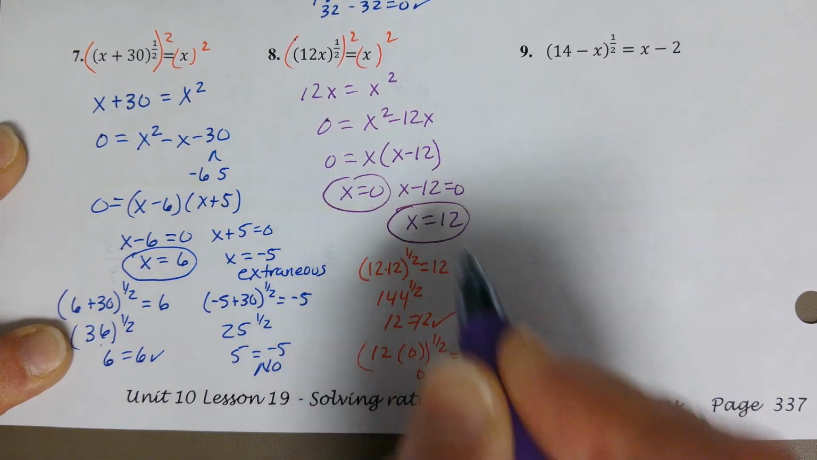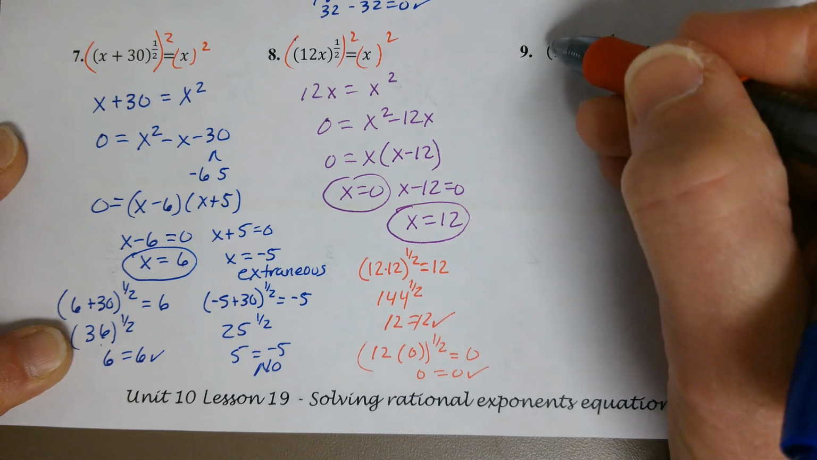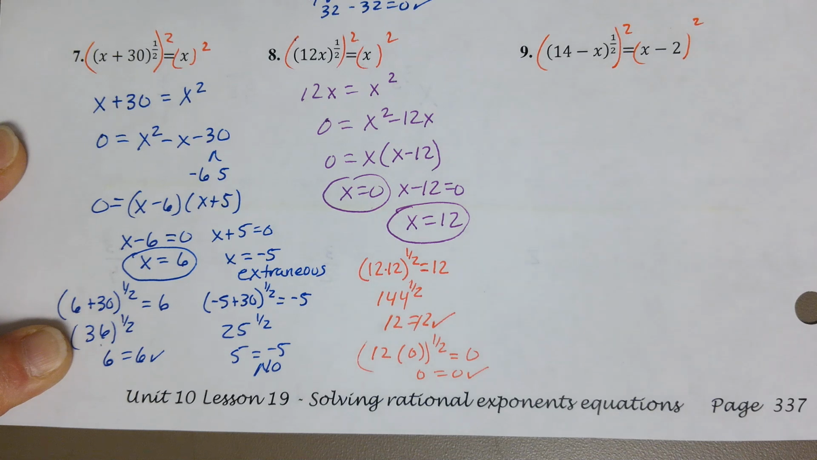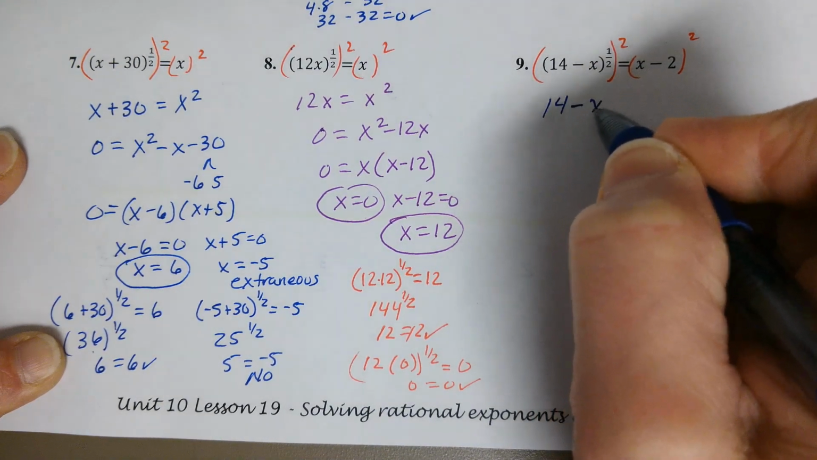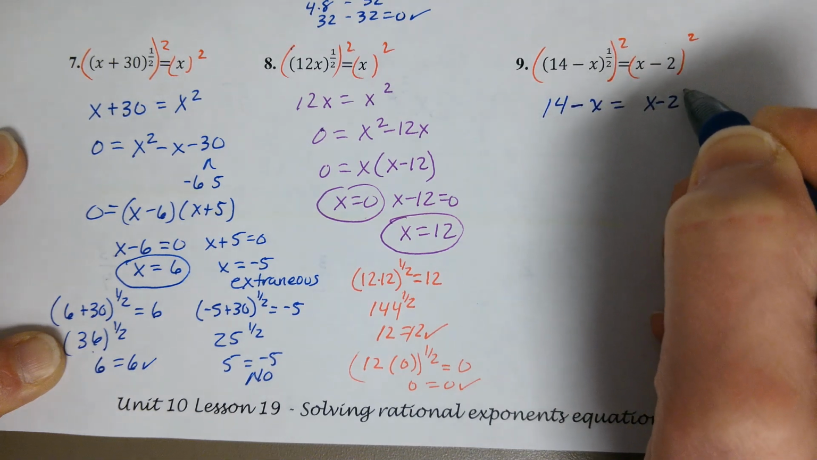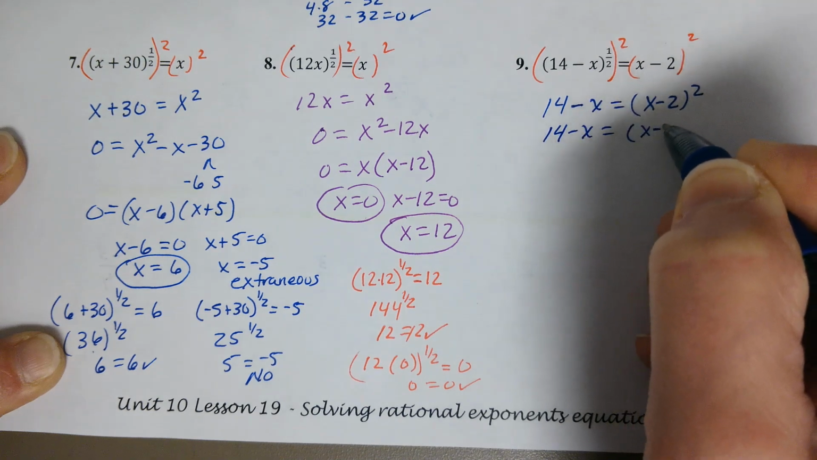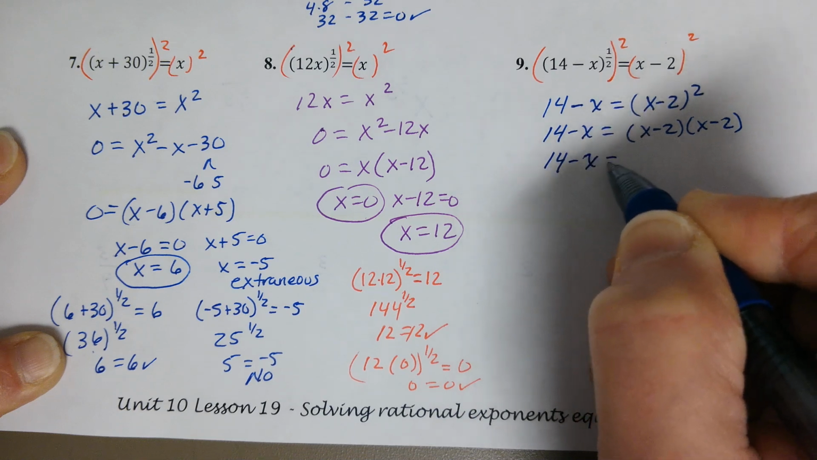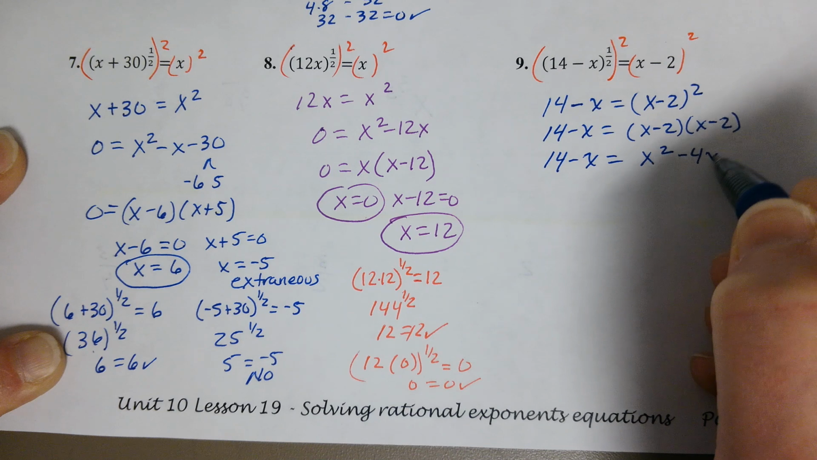And our last problem. Base and exponent are already isolated. Another square root, so we square both sides. 14 minus x equals x minus 2 squared. Let's make sure we multiply this out. X minus 2 times x minus 2. X squared minus 2x, minus 2x is negative 4x.